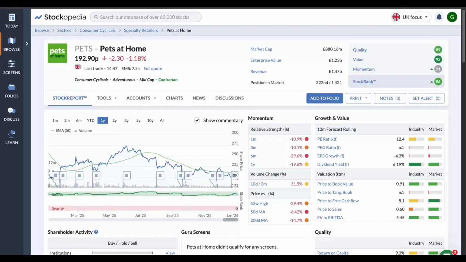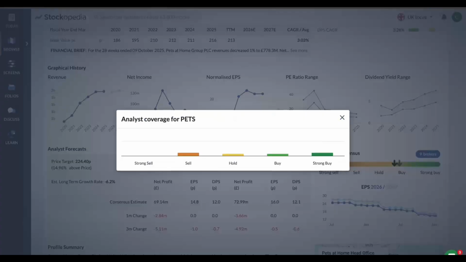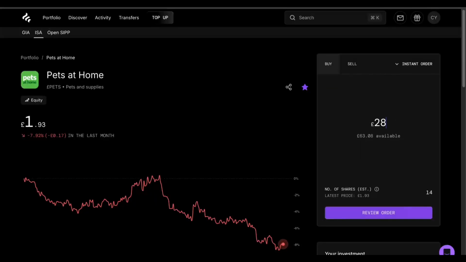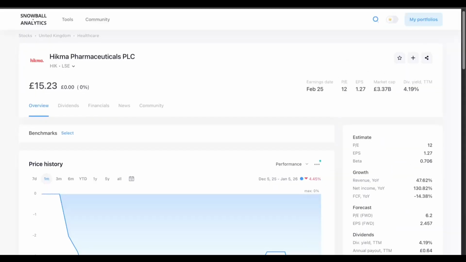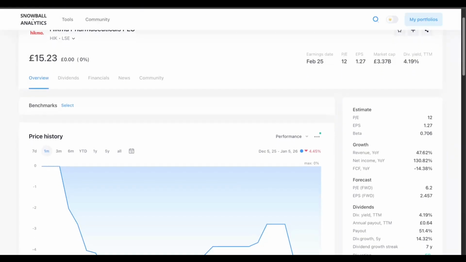It's also good to see over on Stockopedia that their stock rank score has actually gone up by 10 points over the last 30 trading days, and if we scroll down to have a look at the current analyst consensus, it's around about a buy, with there being 3 sells, 2 holds, 2 buys and 3 strong buys, with a current price target of 224 pence, which is actually 14.96% above the current price. I'm going to be adding a total of 14 shares to this one, which is going to cost me £27.16.